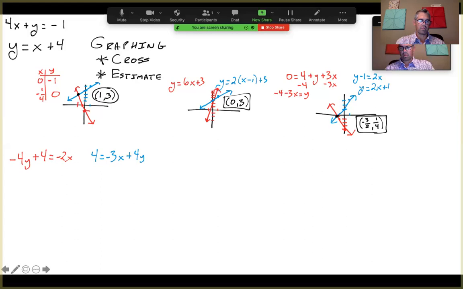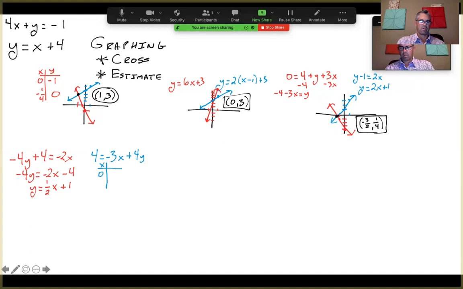I'm going to solve this first equation in red for y. I will subtract 4 from both sides and then divide by negative 4 to get y equals positive 1/2 x plus 1. My second equation in blue, it's in standard form, so I'm just going to use the intercept method to graph it. Could have done anything, chose to do that instead.